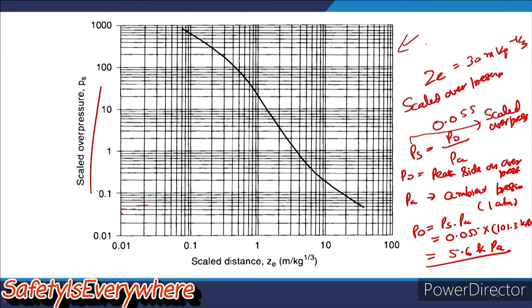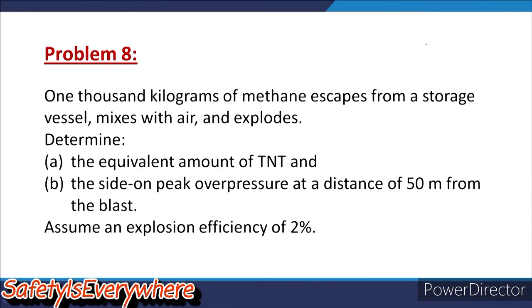Now let us take another problem, and that is problem number 8. Here 1000 kilogram of methane escapes from a storage vessel, mixes with the air and explodes. So here you need to determine the equivalent amount of TNT and the side-on peak overpressure at a distance of 50 meter from the blast. For ease of calculation, you may assume an explosion efficiency of 2%. So let us solve this particular problem.